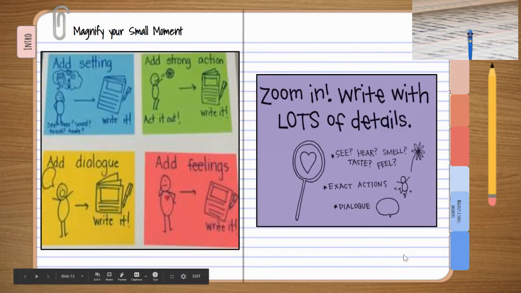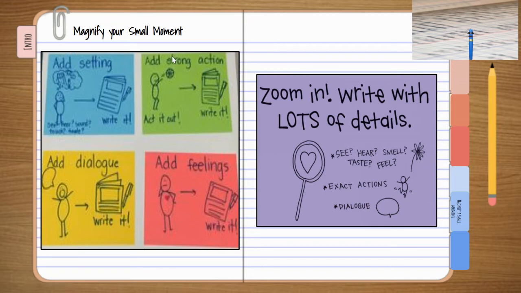Remember that when you're magnifying a small moment, you add a setting. You tell us where it takes place. You add strong action words. Imagine you're acting it out. Use dialogue. And always remember to include your feelings. We learned about this last week.